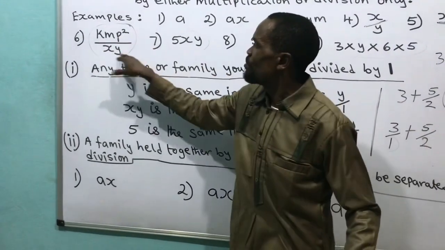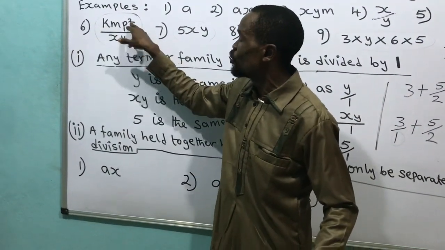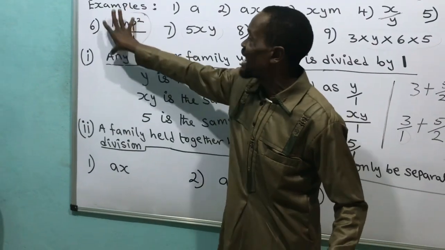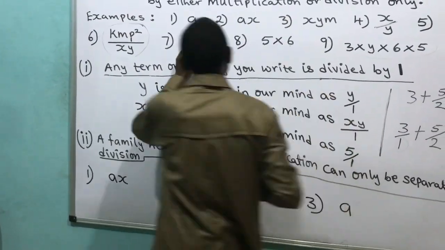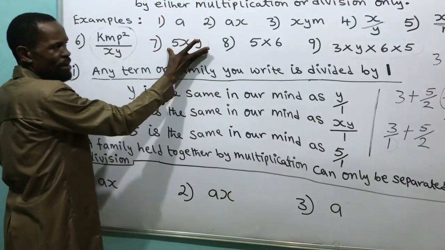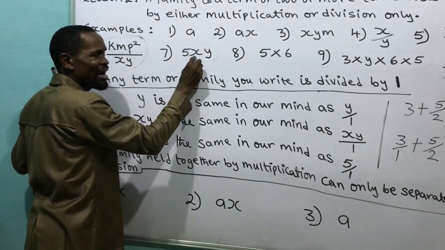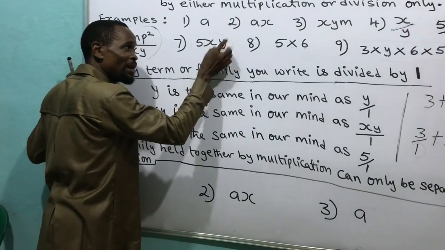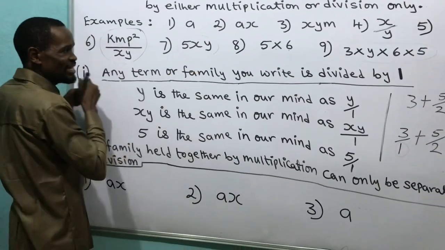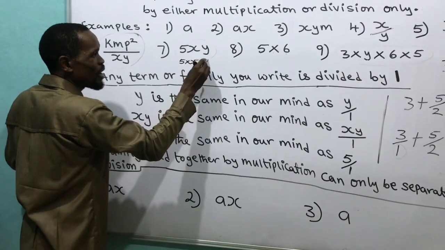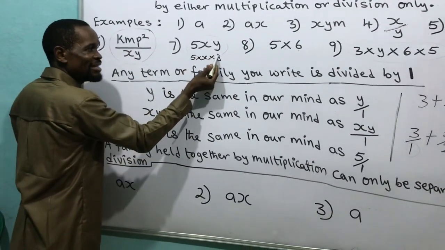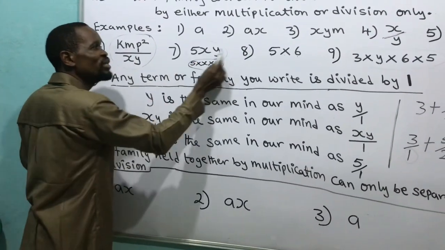And this one becomes a family, because multiplication holds the numerator, and division holds the two to be what? One family. Then this one now is a family, because multiplication holds this 5 and x and y. This thing you see here can be written as 5 times x times y. This thing I write here is the same thing as this. So multiplication holds these things.